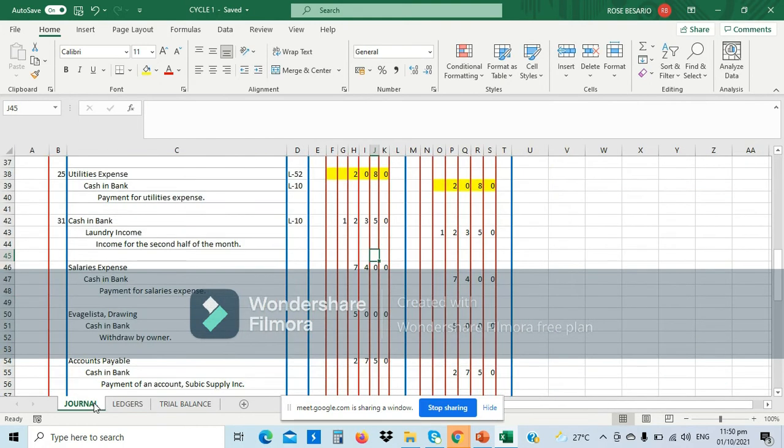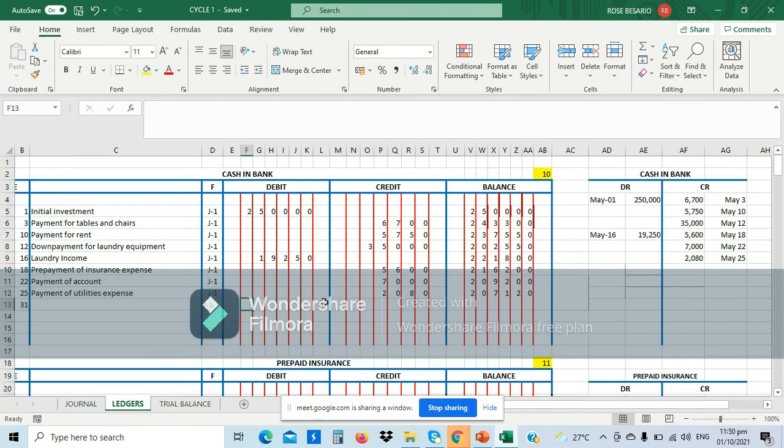How much is that? It's 12,350 debit. So post it on the debit side, 12,350. So plus 12,350. Your cash balance now is 219,470. Okay, and then on the T account cash, this is May 31. Debit side, you have 12,350.